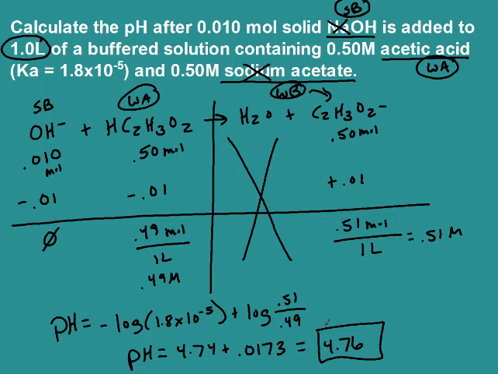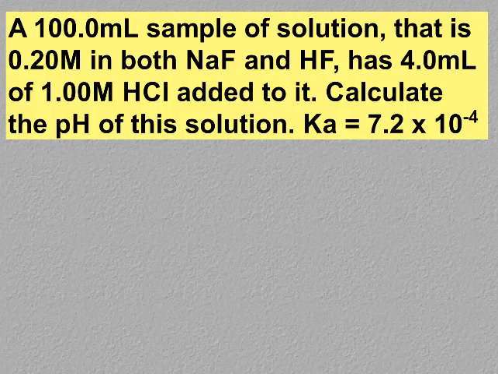Had I not had any sodium hydroxide, my original pH was 4.74. So notice the change in pH was it only increased by 0.02. So even though I added a strong base, pH was basically held constant because I had that buffered solution. I was able to neutralize the hydroxide without large changes in my buffer concentrations.